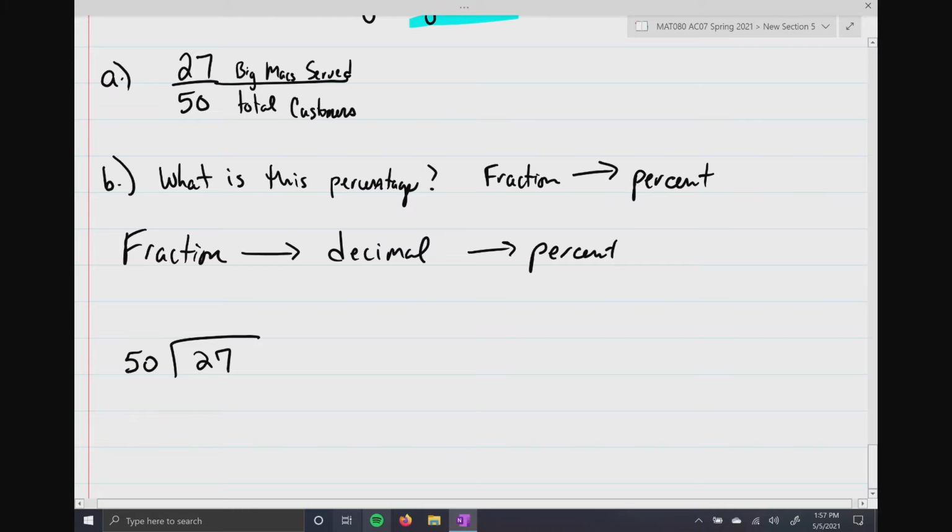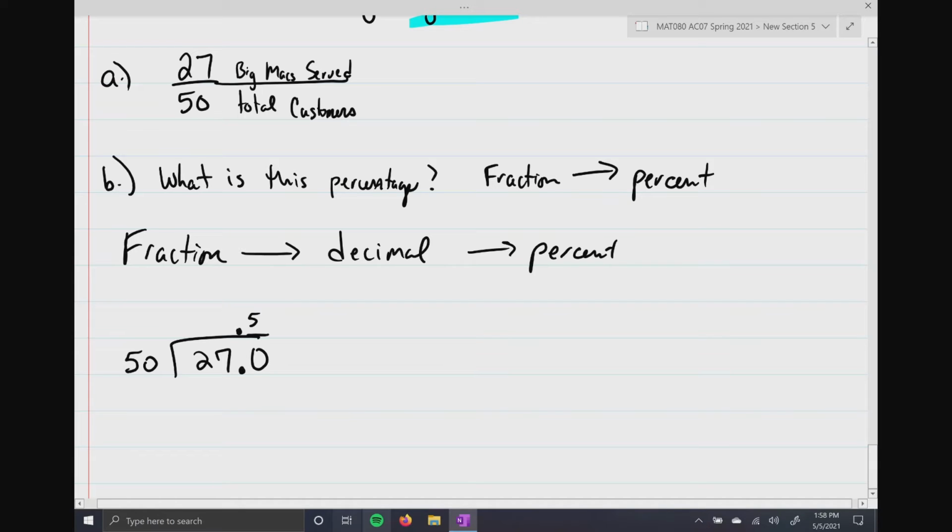So I just divide. 50 does not go into 27 at all. So I put a decimal and a decimal, write a 0. Now, 50 definitely goes into 27. Or, I'm sorry, 270. How many times? Five? You think 5 is good enough?